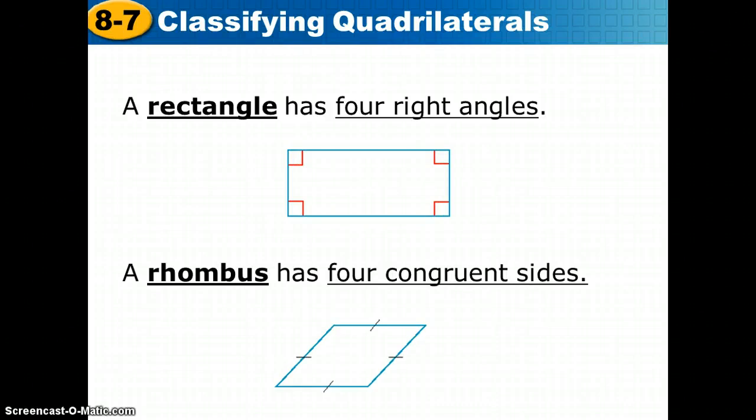Then we have a rectangle. We have 4 right angles. Now remember, we're still a parallelogram because parallel and parallel, parallel and parallel. But the key now is 4 right angles. A rhombus, all of our sides are equal, one slash each. Parallel, parallel, parallel, parallel.